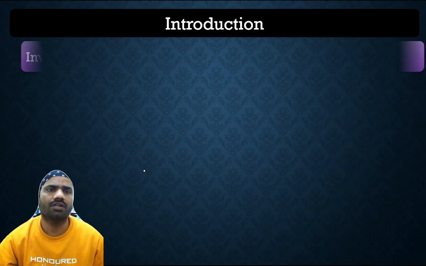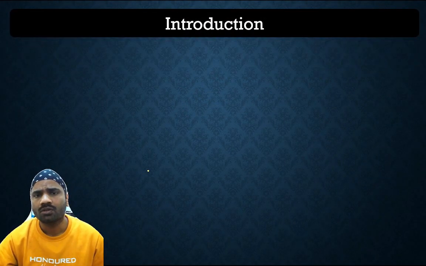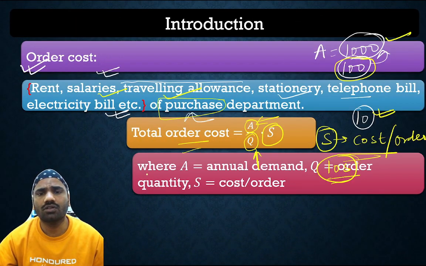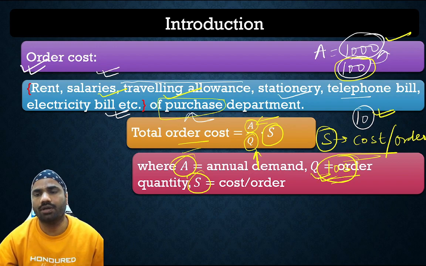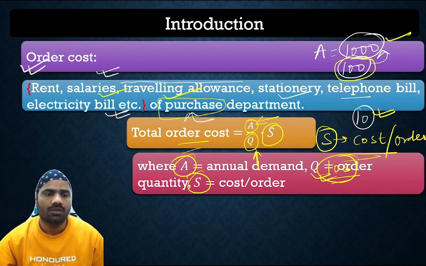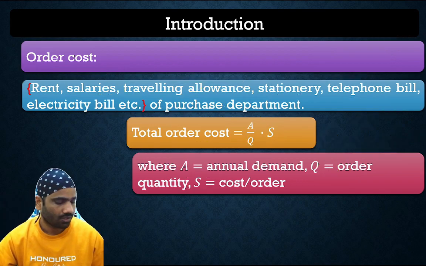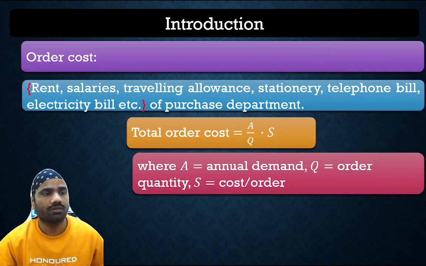The variables in the ordering cost are A, the annual demand, S, the cost per order, and Q, the order quantity. Next we will talk about the inventory carrying cost.